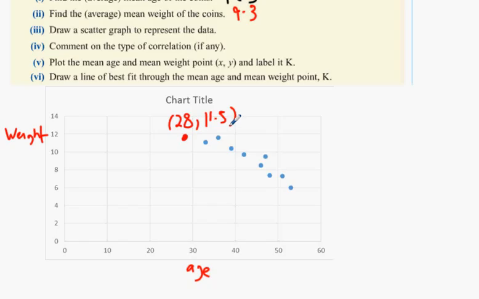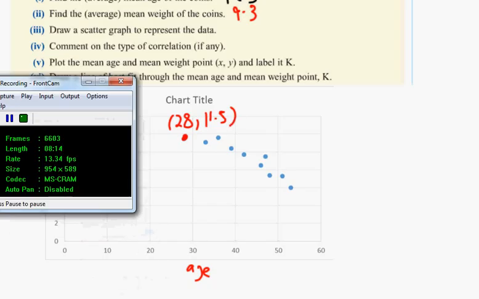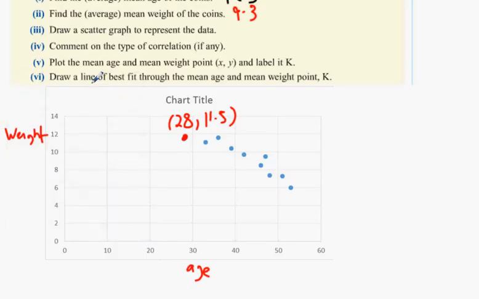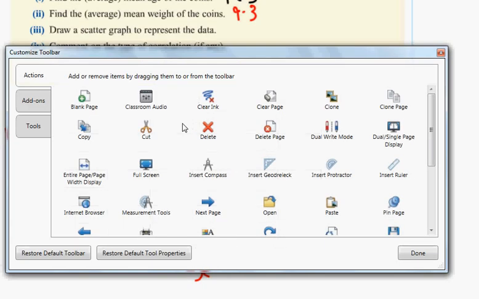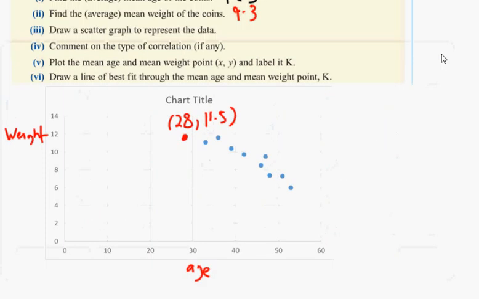So, guys, this point here represents an age of 28, a mass of 11.5, okay? So, that's grand. Comment on the correlation. What correlation are we seeing here? Negative. We are seeing a negative correlation. Is it strong? I think it's actually very strong. See how close the points are to the central line? Yeah. It's a very strong negative correlation.